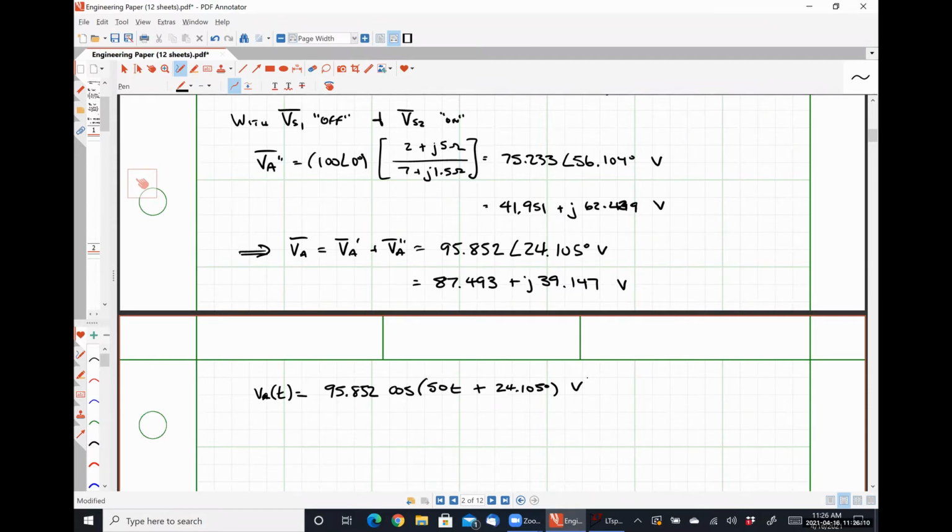What if we wanted it as a sum of two sinusoids? So cosine omega t plus sine omega t, no phase angles. It's going to be this guy minus this guy.